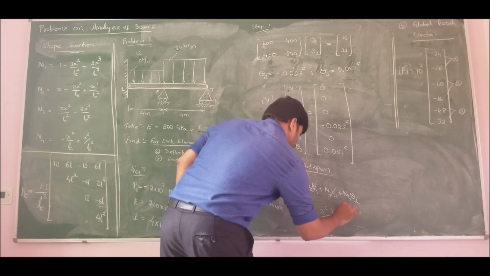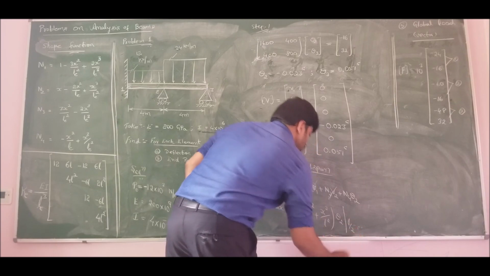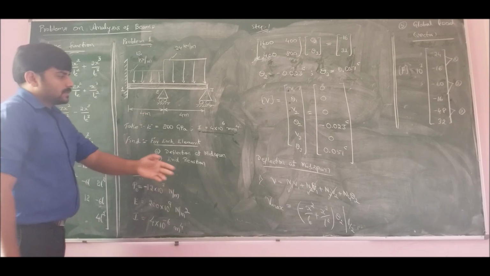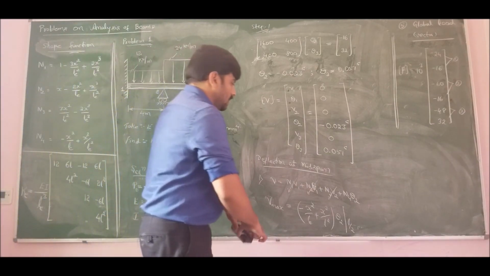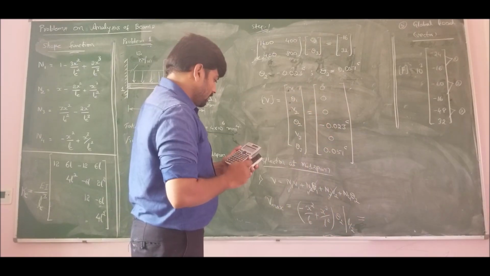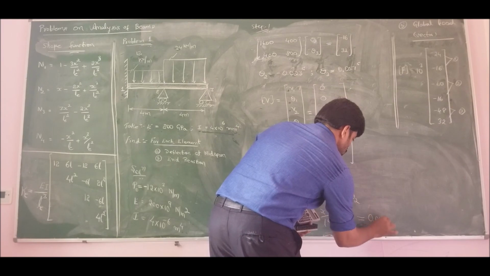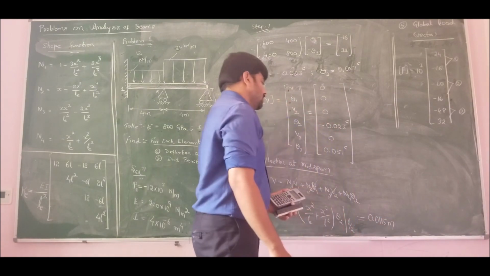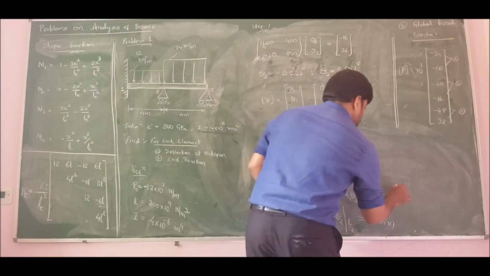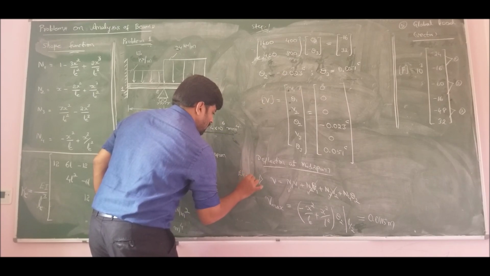Theta 2, I should evaluate this at midspan. So midspan is, evaluate this at L by 2. How much is L by 2? So L by 2 is 4 by 2, it is 2. Substitute x is equal to 2 and solve. So I will get the Vmax for element 1 as 0.0115 meters. So similarly, if I do the deflection for element 2, this is for element 1.